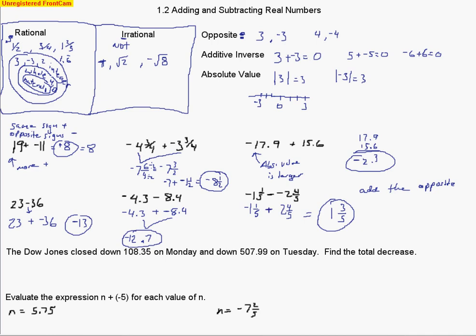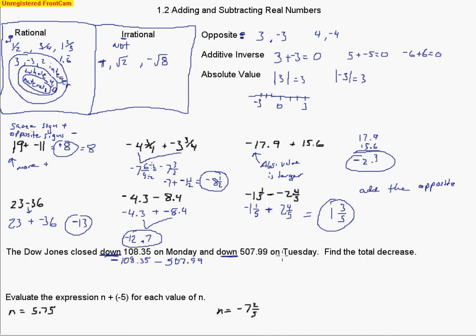Well, here we have a problem in which we read the problem, and it says that the Dow Jones closed down. What does down mean? Well, is that a positive or a negative number, do you think? Well, it's a negative because down signifies or symbolizes that we're going in the negative direction. And on Tuesday, we ended up going down 507 and 99 hundredths. And they want to find the total decrease. So this is the problem. So we are taking away this 507 and 99 hundredths from the 108 and 35 hundredths.